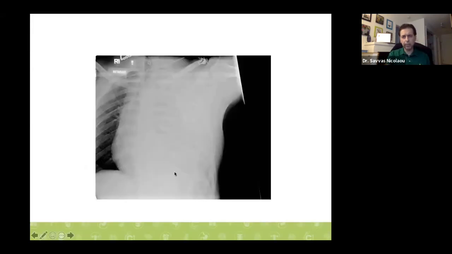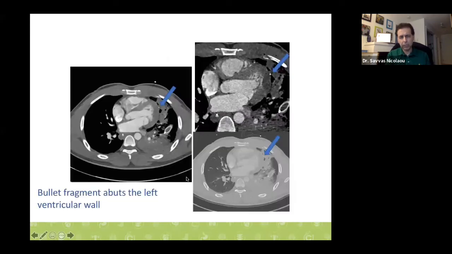Complete whiteout of the left lung, right? This patient, the surgeon wanted to put on a bypass machine. Axial image, front, back, right, left. We see a bullet fragment at the edge of the left ventricle. We see a contusion to the left ventricle. Now, should this patient be placed on a bypass machine to save their life?